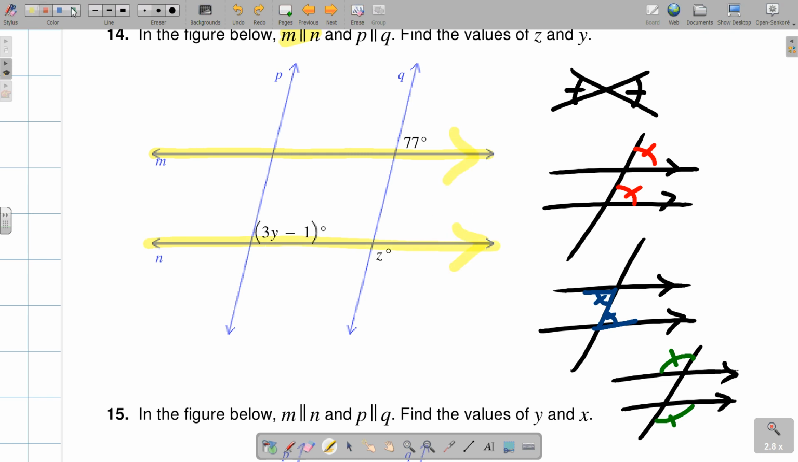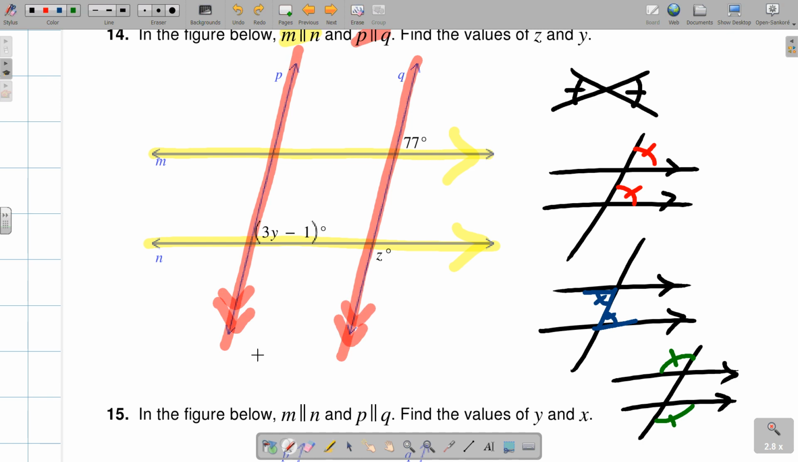And we are also told that P and Q are parallel. Okay, knowing that, ready? I'm going to start with the 77. Why do I start there? That's the only thing where I have an actual number. So now I just walk it down.